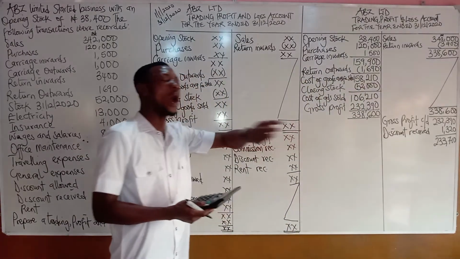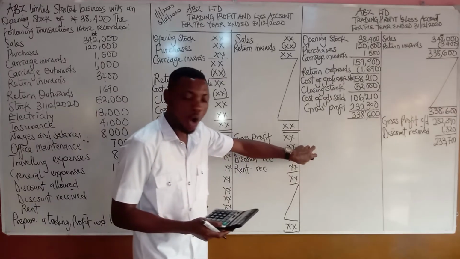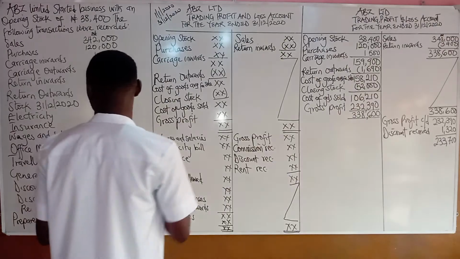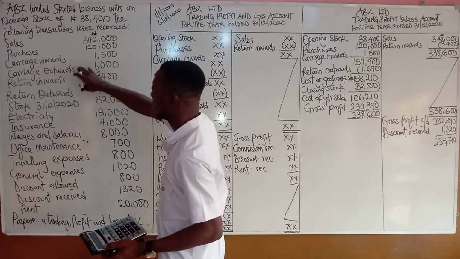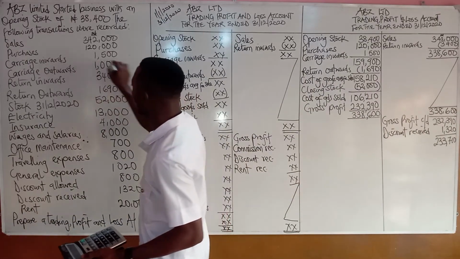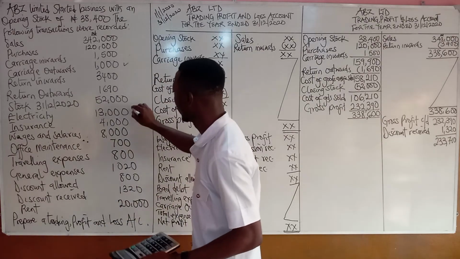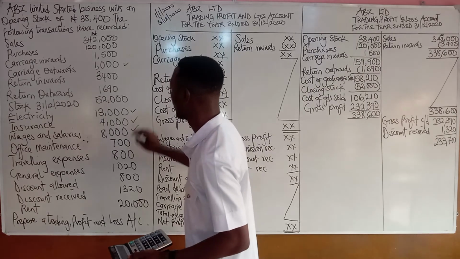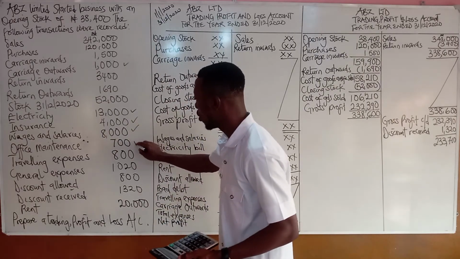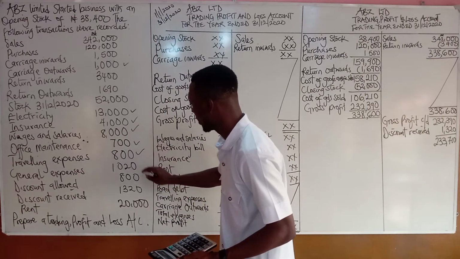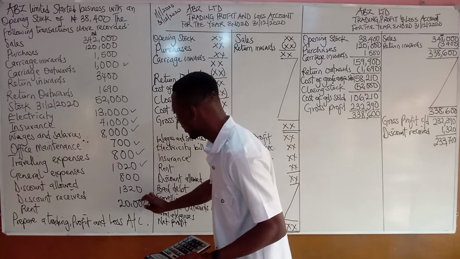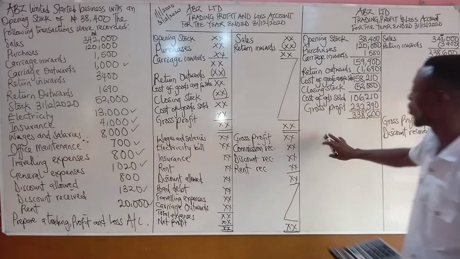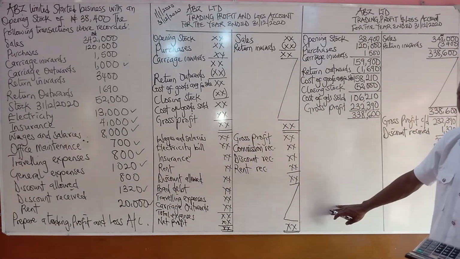Then in this part, all expenses will come to the debit side. So under the expenses, carriage outwards. Remember I said it is an expense. So mind you, carriage outward is an expense, electricity is an expense, insurance is an expense, wages and salaries is an expense, office maintenance, traveling expenses, general expenses, discount allowed, and rent. They are all expenses. So I'm going to record them all under the debit side.